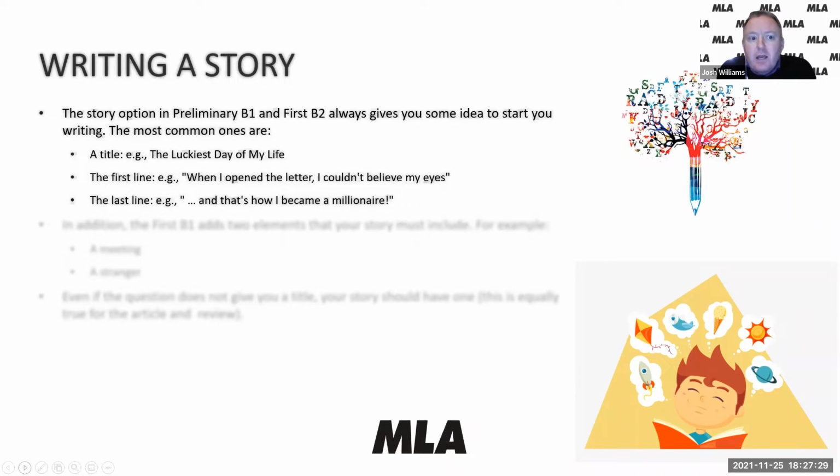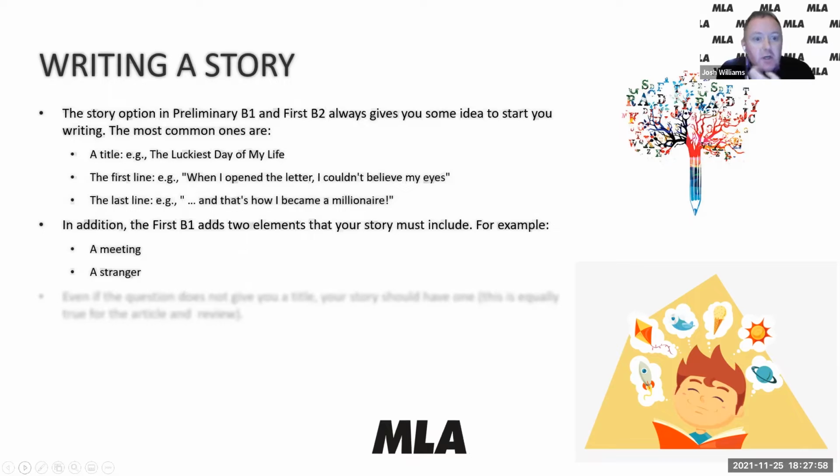They always give some idea how to start it. The most common ones are that they give you a title, for example, The Luckiest Day of My Life. They might give you the first line: When I opened the letter, I couldn't believe my eyes. Or the last line, maybe even just part of it: And that's how I became a millionaire. This is to give them a bit of a prompt, so that the examiners are comparing, as we say in English, apples with apples, not apples with pears.